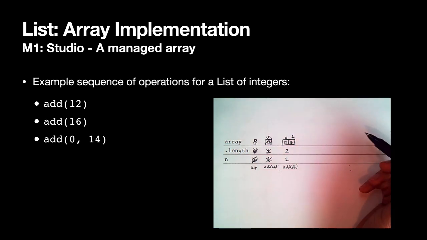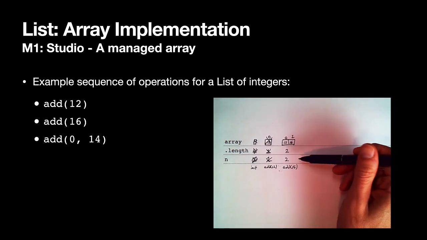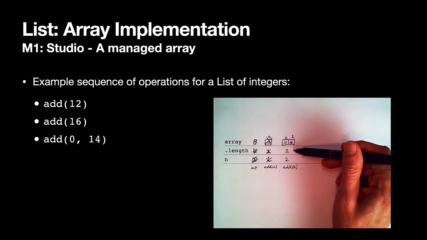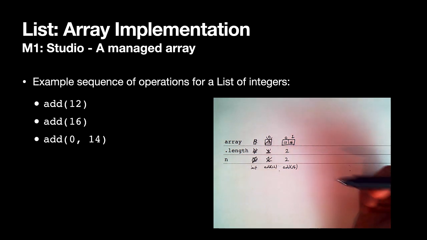Okay, before I can do anything, I have to see if I actually have space. So I'm going to go ahead and check, and we've got a capacity of 2. We've got 2 things in here. We definitely can't add something.